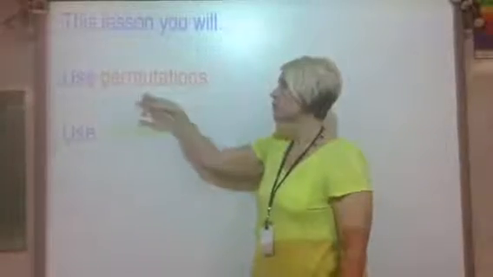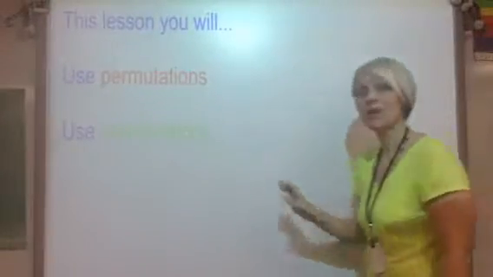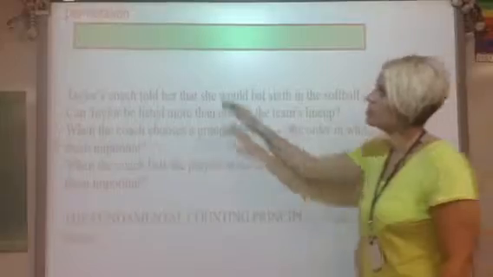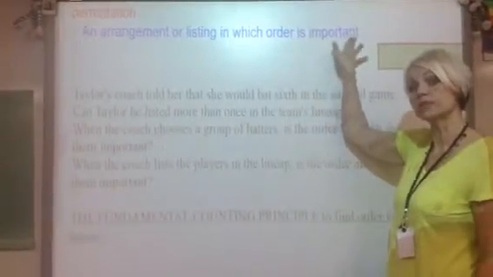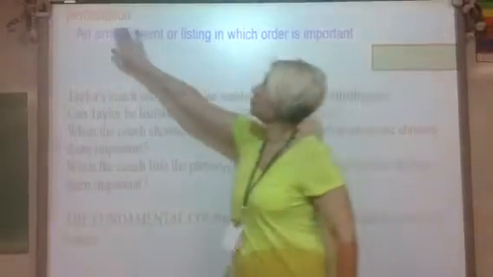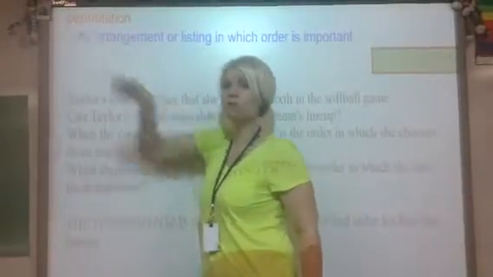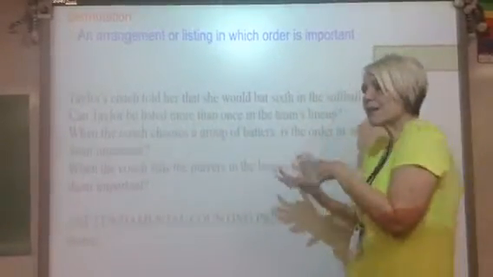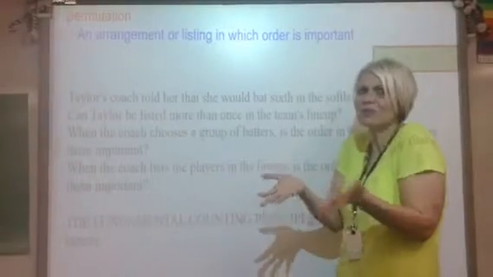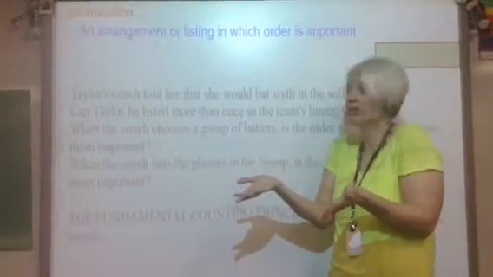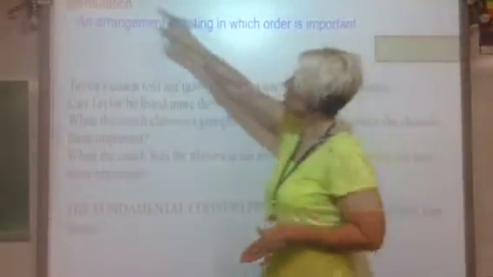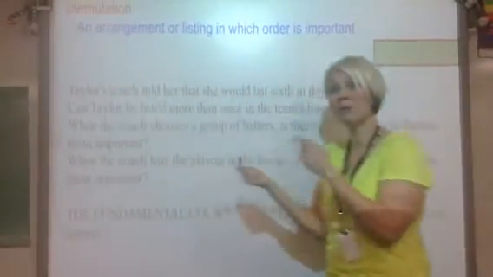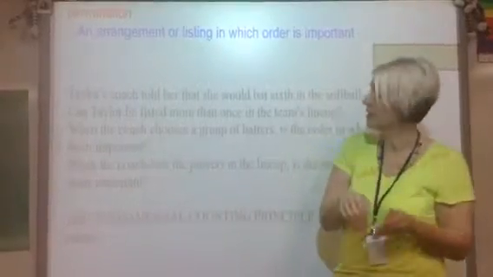In this lesson, you will use permutations and use combinations. A permutation is an arrangement or listing in which order is important. Think about this word, permutation. The first four letters are perm, and when someone is giving you a perm, is the order in which they put things on your head important? Absolutely. You don't want them to burn your scalp. So order is important when someone's giving you a perm. Remember, permutation is when order is important.